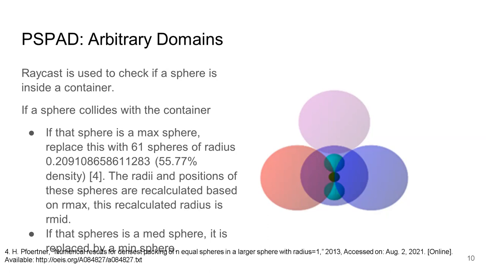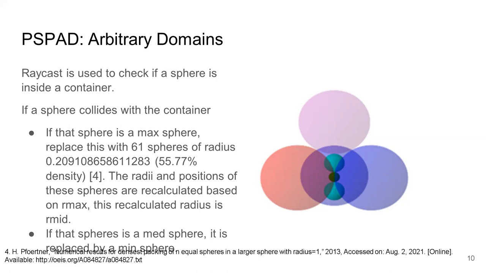See that 29108665861128. This is the densest sphere packing performed. The reference is 4. The position values of the spheres are recalculated based on R max. This recalculated radius is R mid.